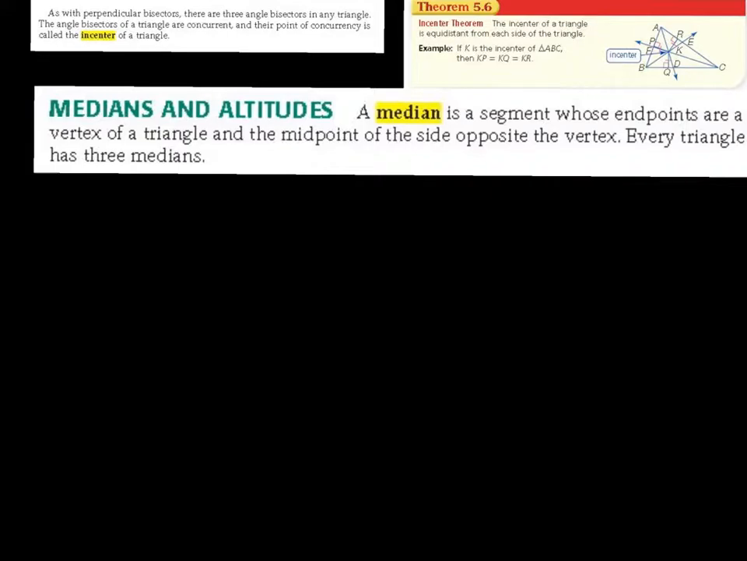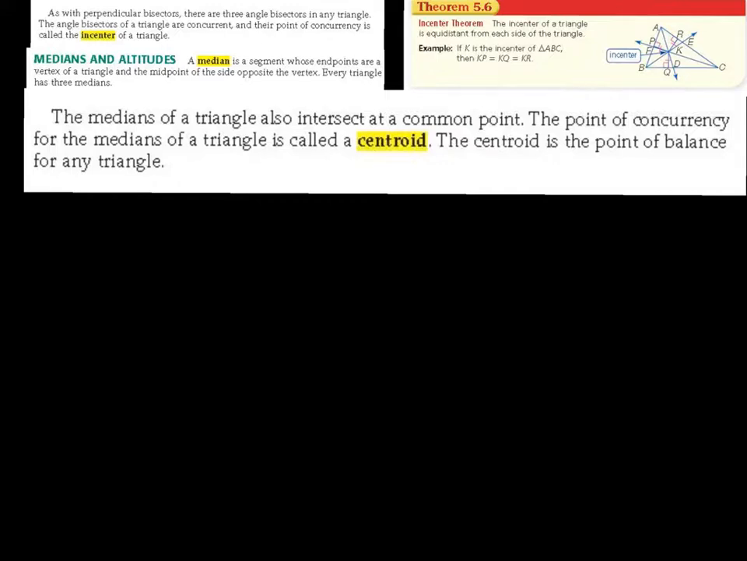A median is a segment whose endpoints are a vertex of a triangle and the midpoint of the side opposite the vertex. Every triangle has 3 medians. The medians of a triangle also intersect at a common point. The point of concurrency for the medians of a triangle is called a centroid. The centroid is the point of balance for any triangle.